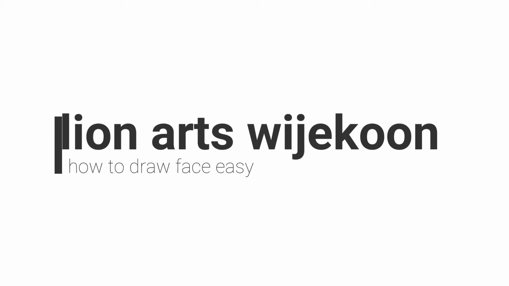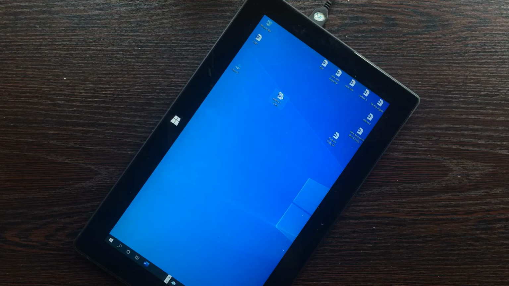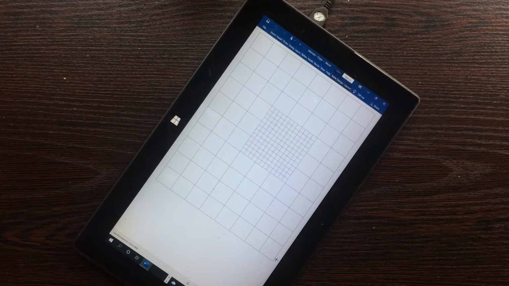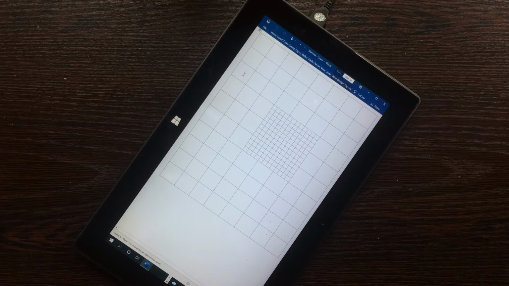Hello everyone, today I am going to show you how to easily put a face on a piece of paper. First, I will draw a table with the Word file. It should be drawn in such a way that the length and width of each box are the same.